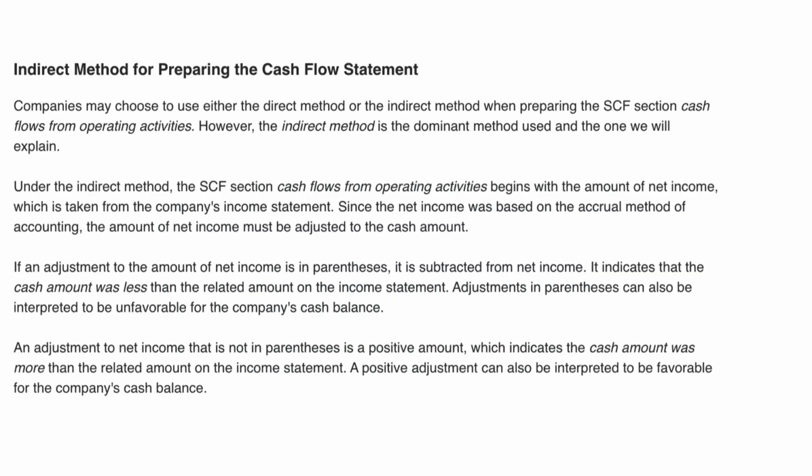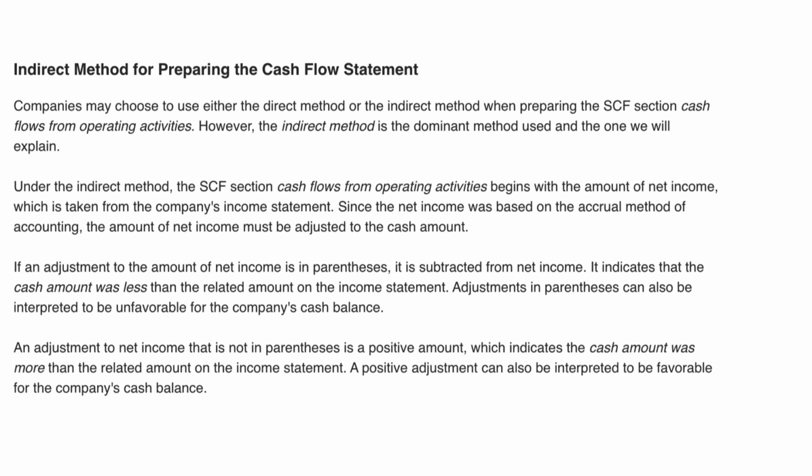Indirect method for preparing the cash flow statement. Companies may choose to use either the direct method or the indirect method when preparing the SCF section cash flows from operating activities. However, the indirect method is the dominant method used and the one we will explain. Under the indirect method, the SCF section cash flows from operating activities begins with the amount of net income, which is taken from the company's income statement.